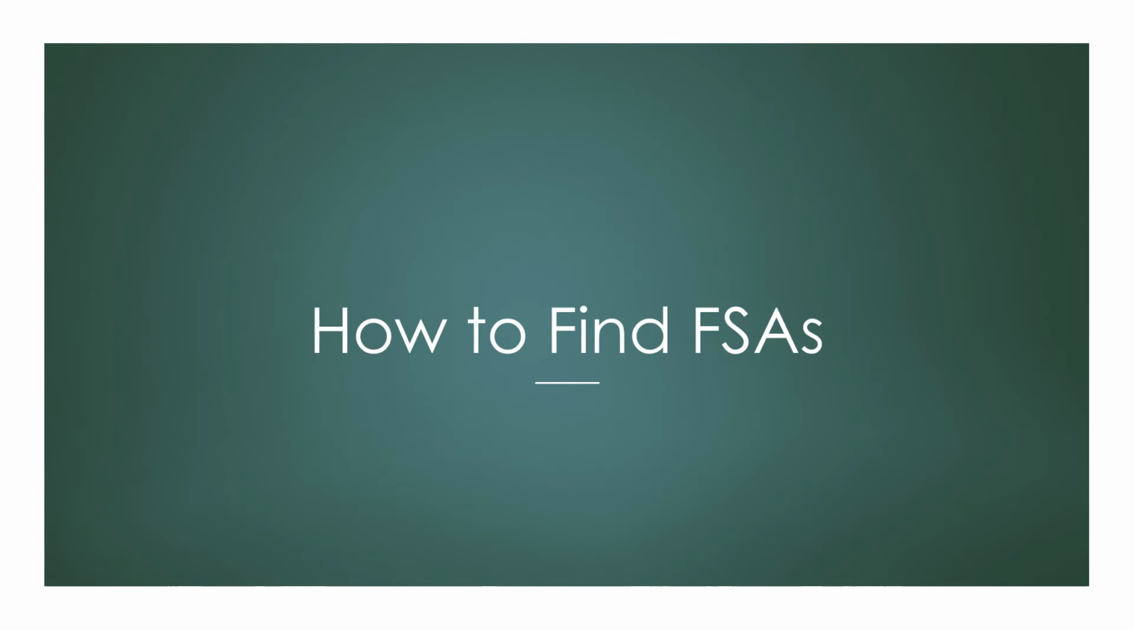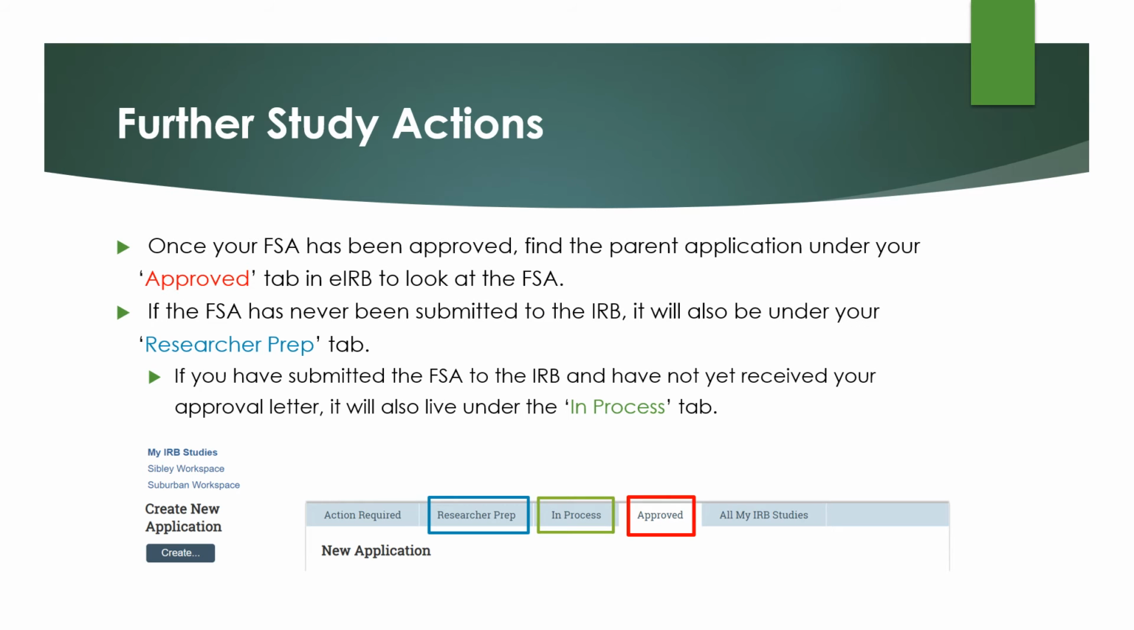In the remaining slides we will show you how to find your further study actions that you have created. Once your FSA has been approved, find the parent application under your Approved tab in eIRB to take a look at the FSA. If the FSA has never been submitted to the IRB, it will also be under your Researcher Prep tab. If you have submitted the FSA to the IRB and have not yet received your approval letter, it will also live under the In Process tab.